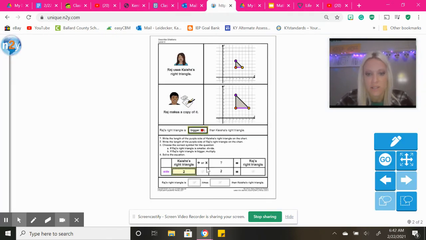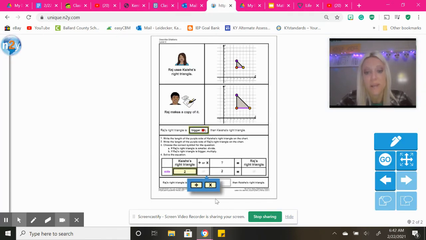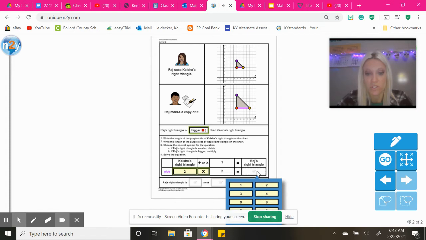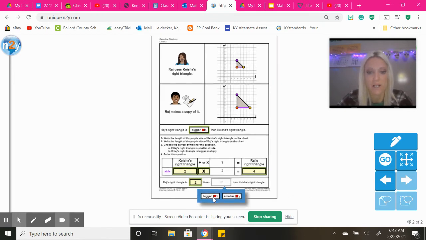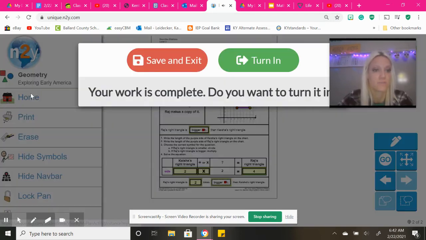Okay, so let's complete this. So knowing that his is bigger, we are going to multiply times 2. So Rashad's triangle, 2 times 2 is 4. Rashad's triangle is 2 times bigger than Keisha's right triangle, and that completes that box.